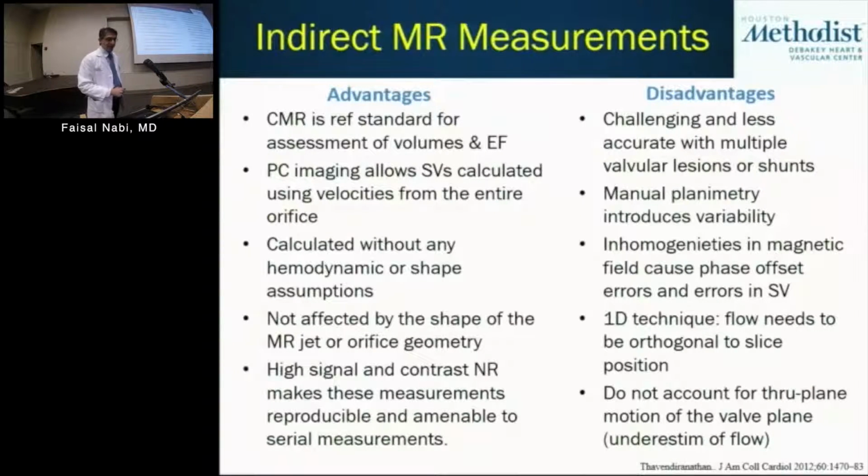The indirect method, this is a long slide showing a lot of the advantages and disadvantages, but just to hit upon some of the disadvantages, it can be challenging, to say the least, if you have multiple lesions or shunts, if you do not properly planimeter your ventricle, or if there are inhomogeneities in the magnetic field, which can cause errors. Your flow has to be orthogonal to your slice position, otherwise you can introduce errors. And if by chance you have flow that is not truly perpendicular to your slice location, then of course you can underestimate flow.